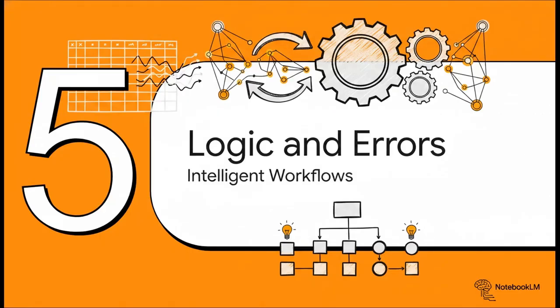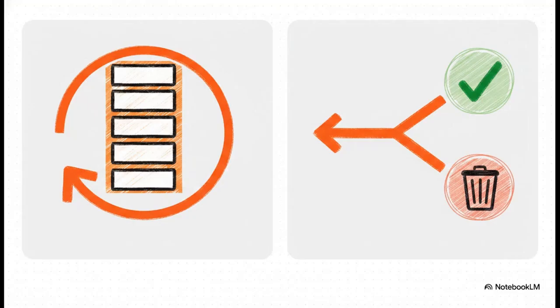Section 5. Logic, architecture, and errors. Because writing code isn't just about giving commands. It's about building intelligent workflows. To automate a repetitive task, you're going to combine loops and conditions.